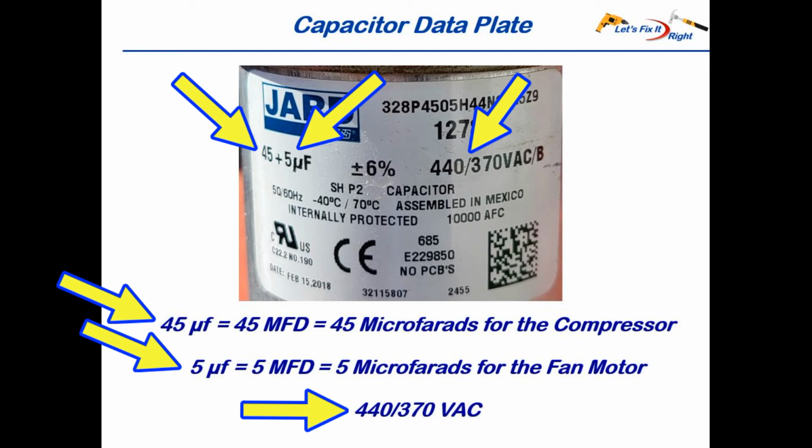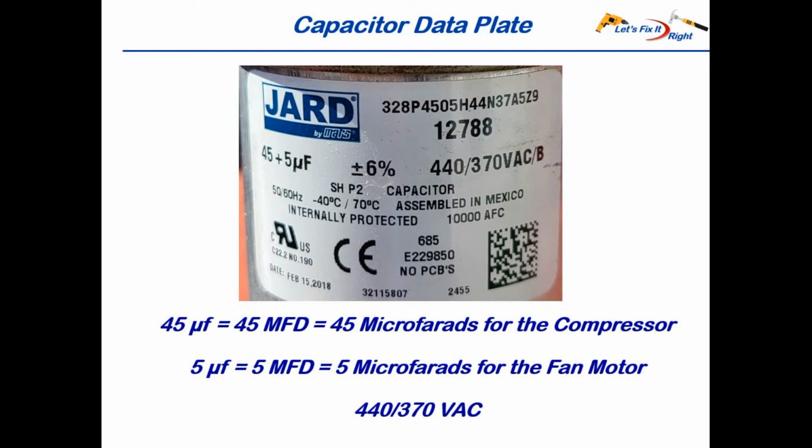In my case, the important data plate numbers are as follows: 45 μF, 5 μF, and 440/370 volts of AC power. Sometimes these will appear on a data plate as 45 MFD or 5 MFD. In both cases, this means 45 microfarads and 5 microfarads of capacitance. 45 microfarads is the capacitance charge for the motor compressor in the bottom center of the condenser, and 5 microfarads is the charge for the fan motor.